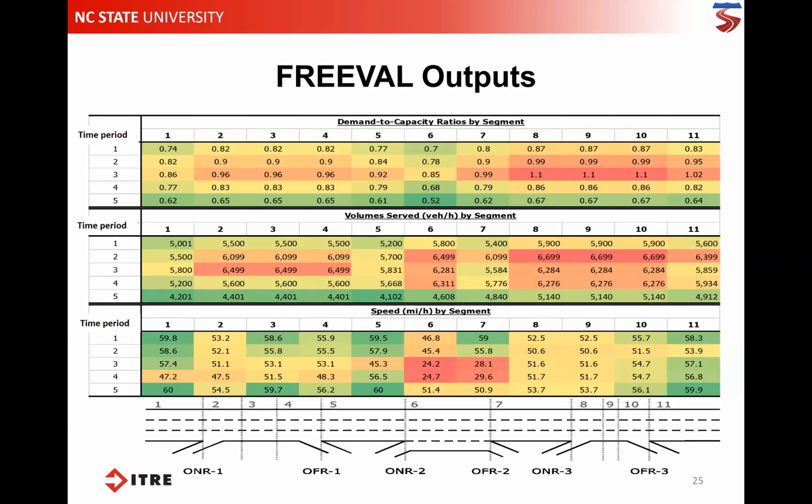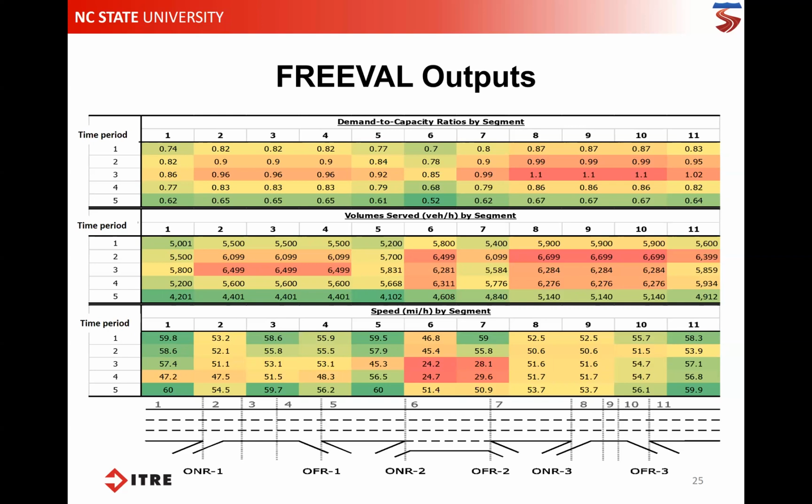Quickly, some outputs. What you see here are 3 different outputs. Just to let you know, going from left to right are the different segments of the facility. Top to bottom are the different 15-minute time periods. What you see on the top is demand to capacity ratio. The red segments are over capacity. We have a demand to capacity ratio of 1.1.